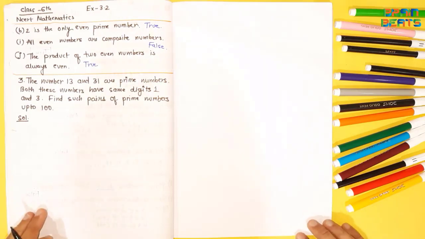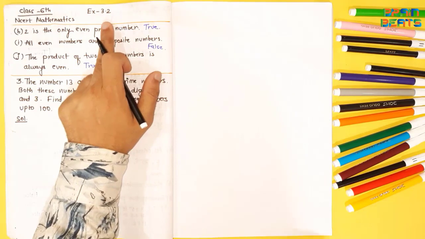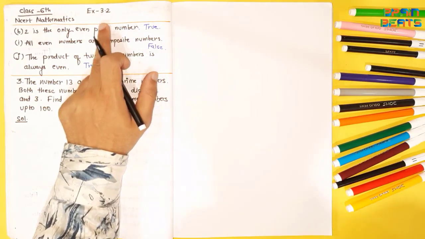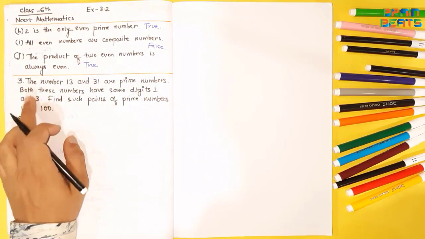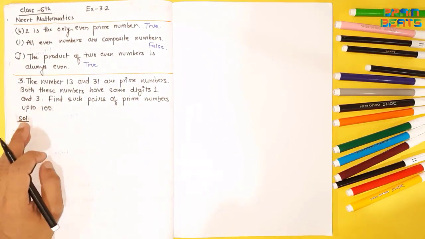Hello everyone. We have already completed the first part of 3.2, that is question number 1 and question number 2. Now we have to begin the second part of 3.2 and that will begin with question number 3.